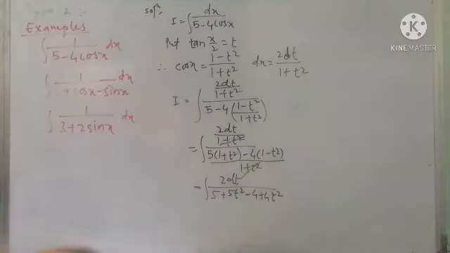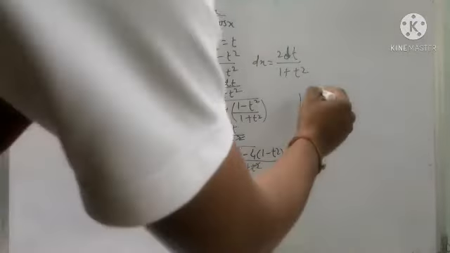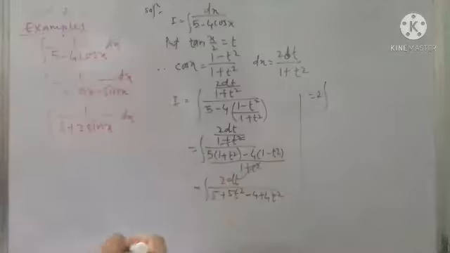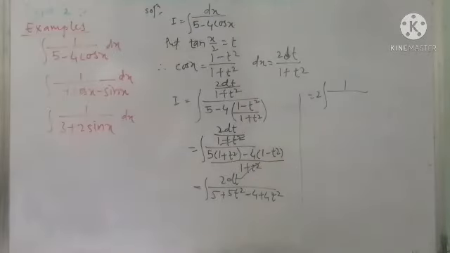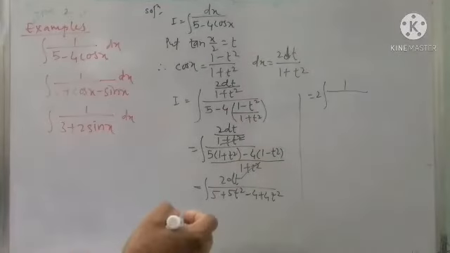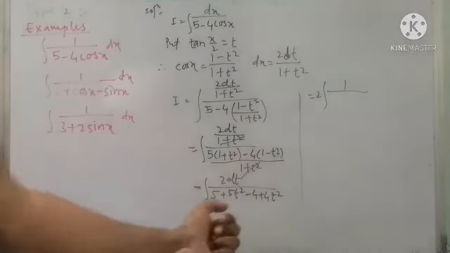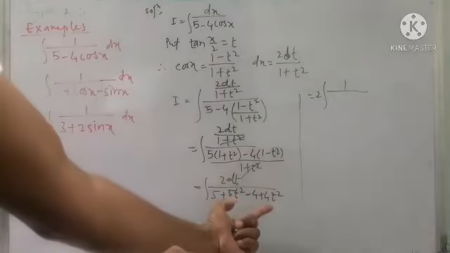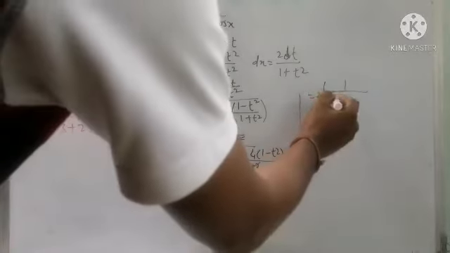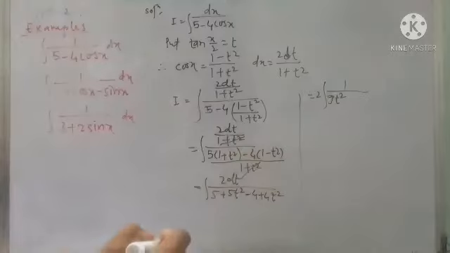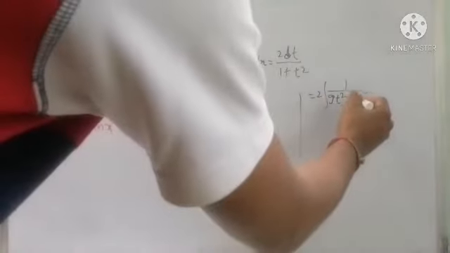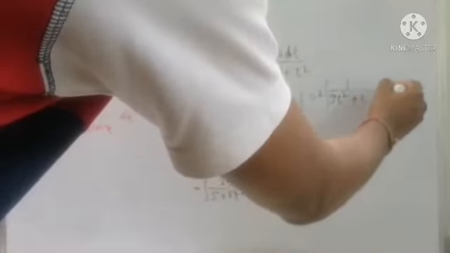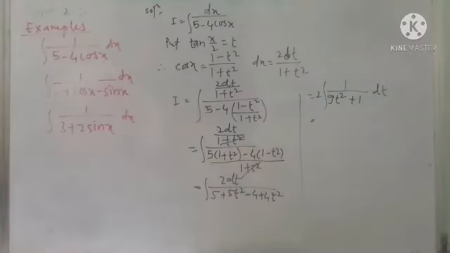Now simplify. Actually 2 is a constant, so we take it outside the integration. So 2 into integration of, now we take the numerator as 1, as dt is our operator which we take in multiplication of the integral. In the denominator, terms of t² are there, so collecting them, 5t² plus 4t², we get 9t², and constants, 5 minus 4 is plus 1, into dt. So the simplification is completed.